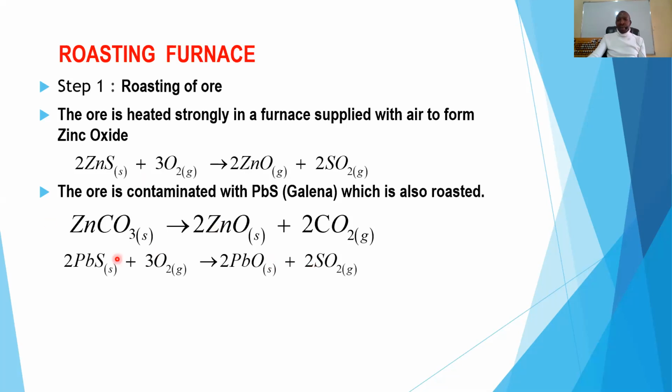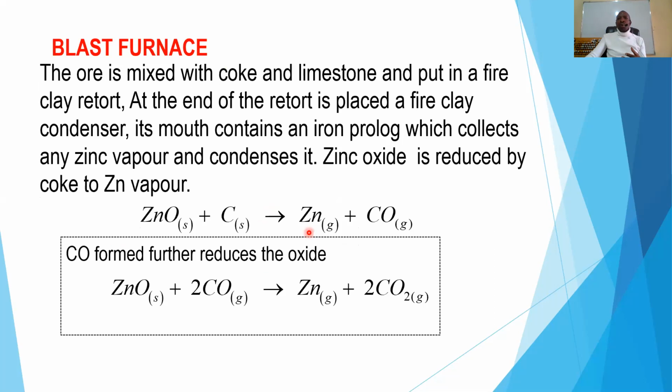In case it was calamine, the calamine will also be heated in the absence of air to form zinc oxide plus carbon oxide. So if it is zinc sulfide, it is heated in the presence of air, but for the carbonate, that is the calamine, it is heated in the absence of air to get zinc oxide plus carbon oxide. So the role of roasting is first of all to obtain the zinc oxide. Once you have the zinc oxide, we can now go to the blast furnace, whereby we reduce.